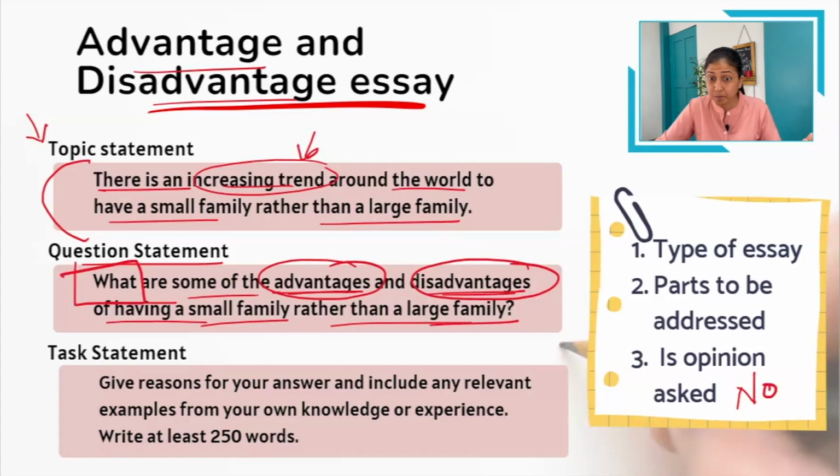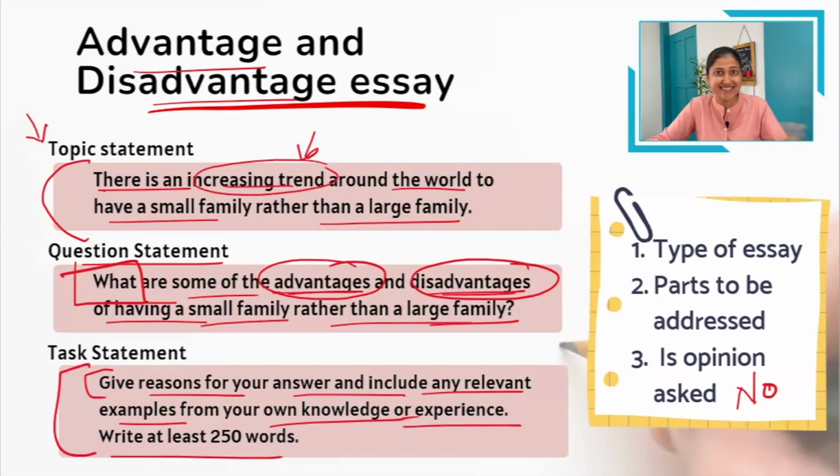Now, let's look at the task statement also quickly. It says, give reasons for your answer and include any relevant examples from your own knowledge or experience and write at least 250 words. Once again, the task statement is the same. So I'm about to conclude that the task statement is going to be common for all the types of essays. We can go to the fifth type and then maybe conclude it.